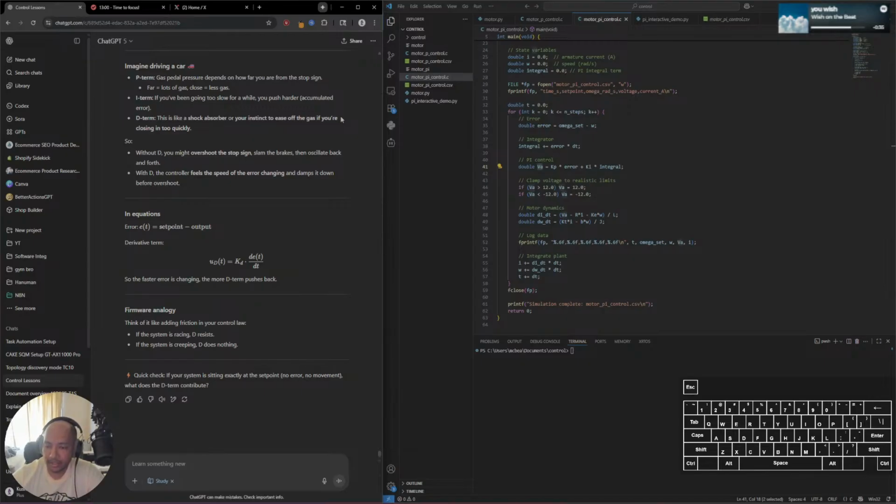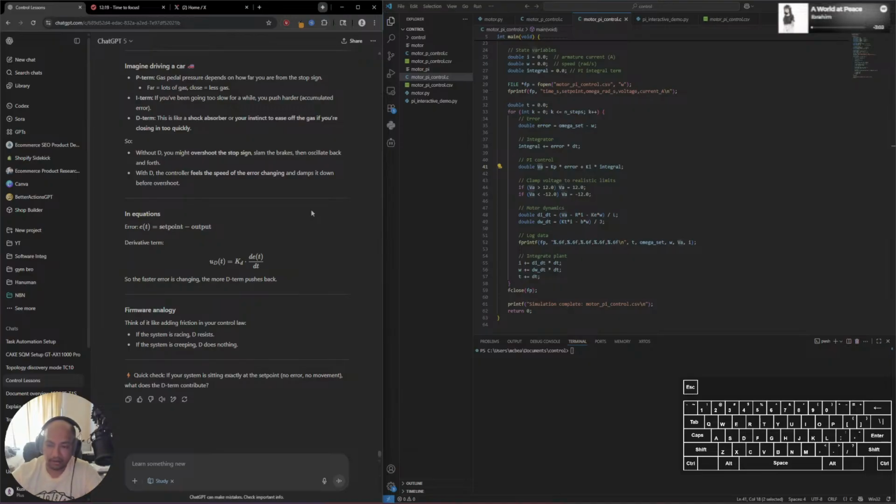So, without D, you might overshoot the stop sign, slam the brakes, then oscillate back and forth. With D, the controller feels the speed of the error changing and damps it down before it overshoots. So it's like, how do I explain this? Your eyes are seeing how close to the stop sign you're becoming, and that's essentially your D figuring out that your error is getting smaller and smaller, and then you're stopping, I think.